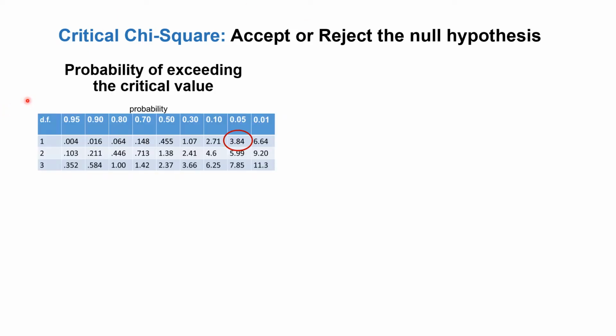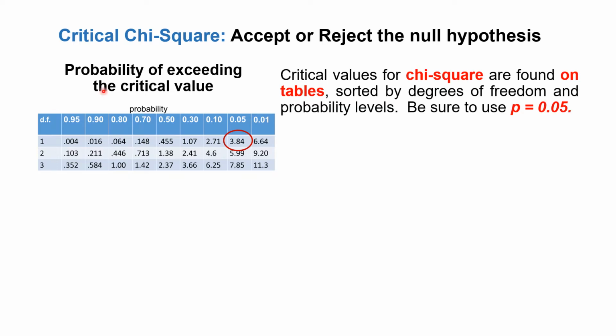I will give you this type of tables. Here you can see the degrees of freedom, and here you can see the probabilities. You can read more in the textbook in more detail if you haven't taken statistics. If you already took statistics, this will be super easy for you. I just remind you that these critical values for chi-square are found in this type of tables, and they are sorted by, again, degrees of freedom, this DF, and probability levels.